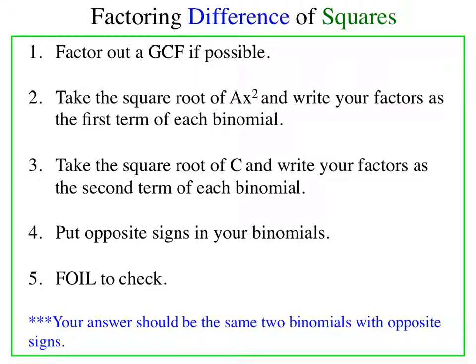The way you factor a difference of squares is GCF first, and then all you do is take the square root of the ax squared term, and then you take the square root of the last term, the c term, and you write opposite signs. Since there's no middle term here, it means that they were the same exact two binomials, but opposite signs, which canceled your middle term out.